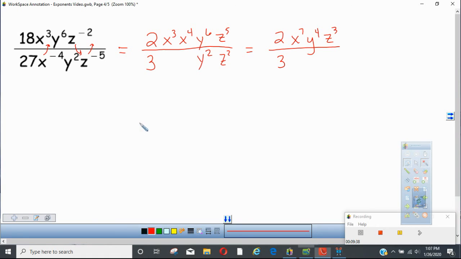So that would be our answer. We've taken care of the big numbers, and we've taken care of the letters and all their little numbers. So this is our answer.